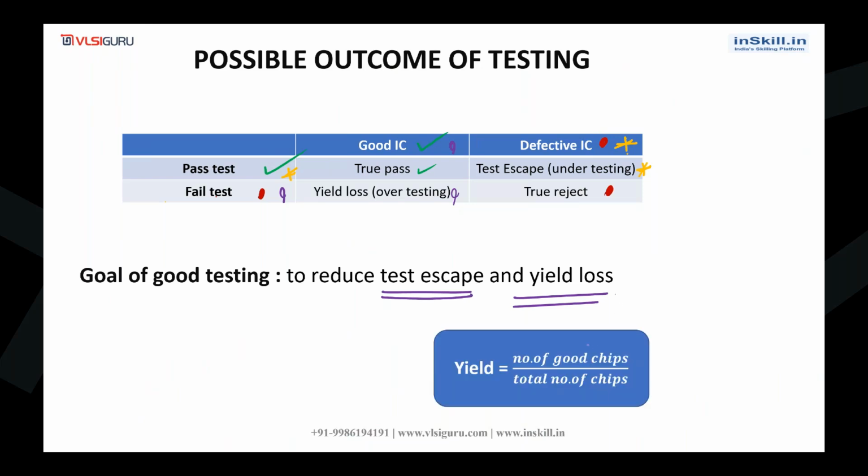So yield means the number of good chips divided by the total number of chips. That is what is called yield. The goal of good testing is actually to reduce the test escape and yield loss.